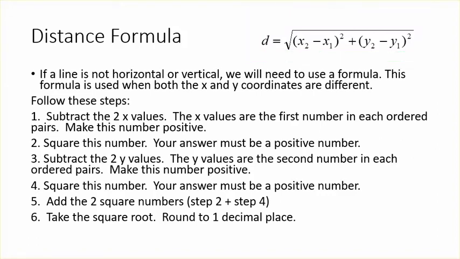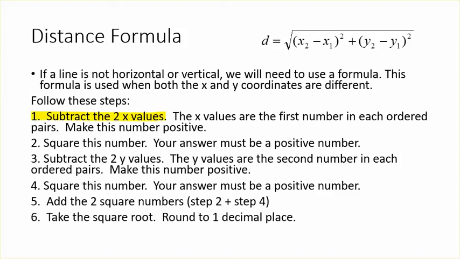This formula is used when both the x and y coordinates are different, when you know you have a diagonal line, or you can use it for any set of points. It might just be a little bit of extra work if you do have a horizontal or vertical line. So let's look through these steps and see where they are in the formula.